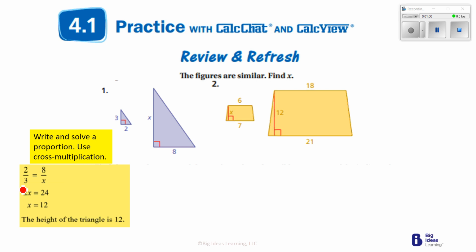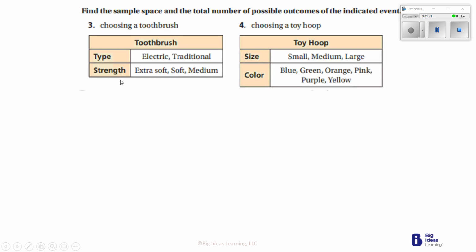I'm going to fill in the blanks here. So this is going to be divided by 2, which means this gets divided by 2. 24 divided by 2 is 12, so the height of the triangle is going to be 12. All right, let's go ahead and move on to number 3.